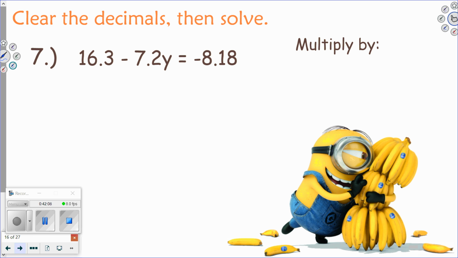It's either going to be a 10, 100, 1,000. It's going to be 100. Yeah. Now, the reason I knew it was 100, do you see how there's 2 digits after that decimal point? 2 digits over, 2 zeros on 100. So if there were 3 digits after the decimal point, you'd multiply by 1,000, 3 zeros.